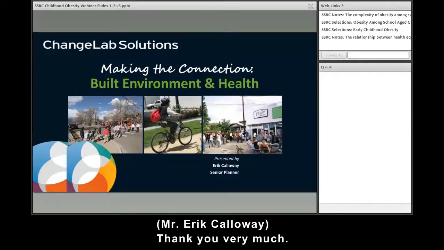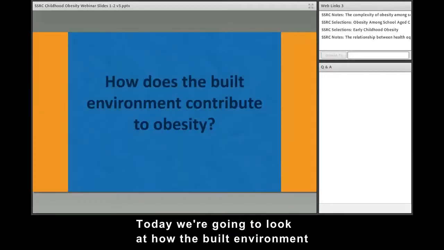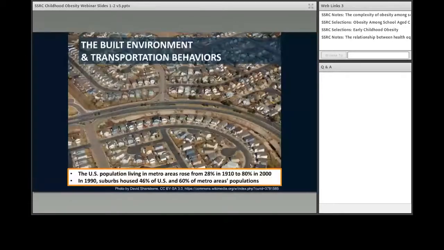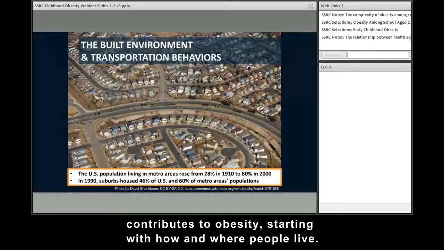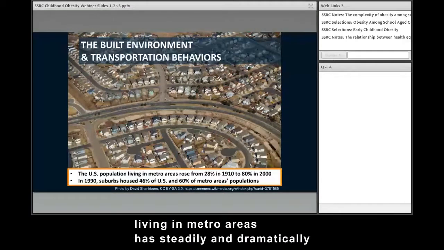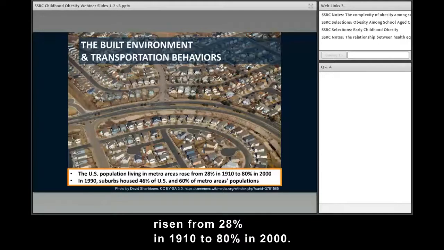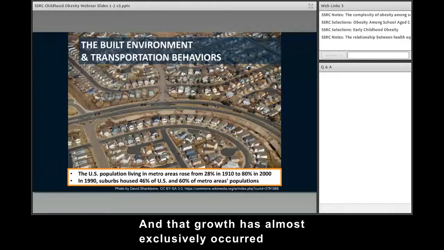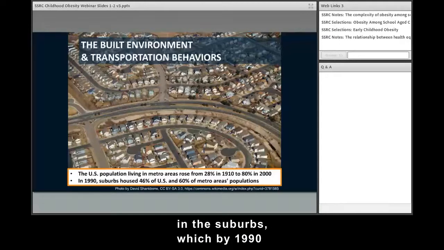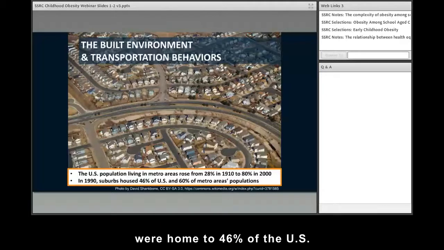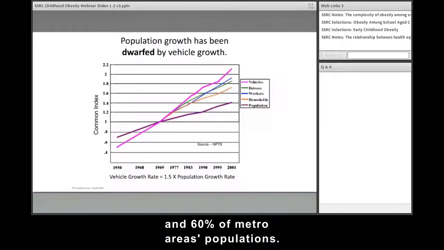Thank you very much. So today we're going to look at how the built environment contributes to obesity, starting with how and where people live. The percentage of the U.S. population living in metro areas has steadily and dramatically risen from 28% in 1910 to 80% in 2000. And that growth has almost exclusively occurred in the suburbs, which by 1990 were home to 46% of the U.S. and 60% of metro areas' populations.